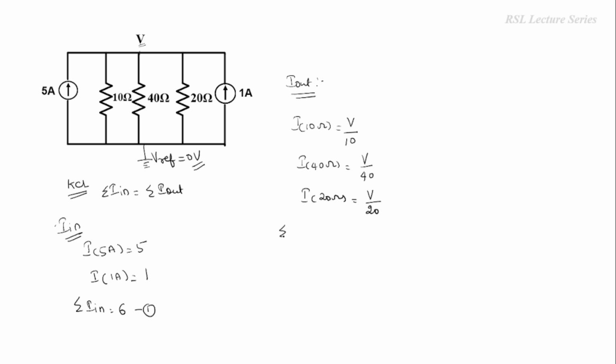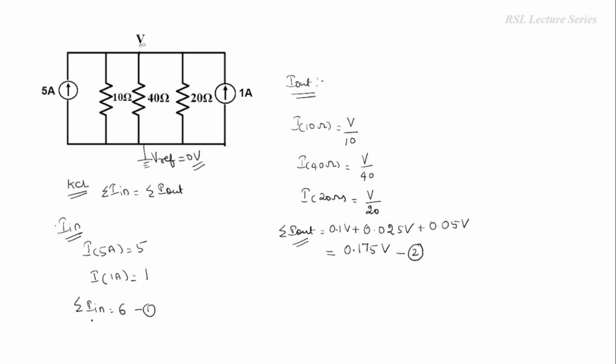So the sum of the outgoing currents will give you V by 10, which is nothing but 0.1 V, V by 40 is nothing but 0.025 V, plus V by 20 is nothing but 0.05 V. Adding all these, we will get 0.175 V. So this is the sum of the outgoing currents.